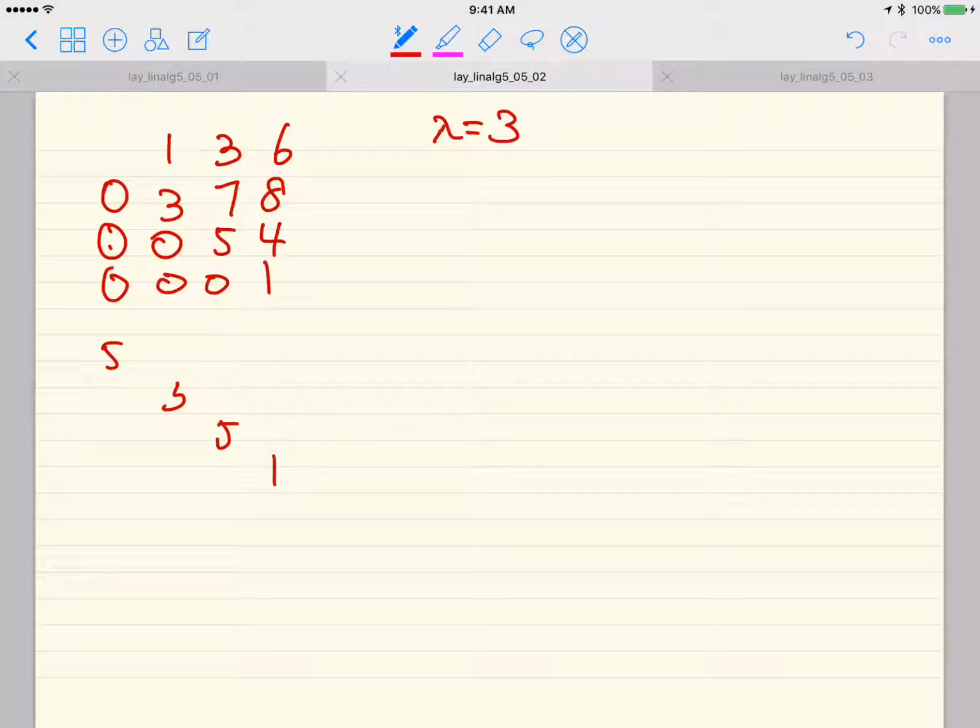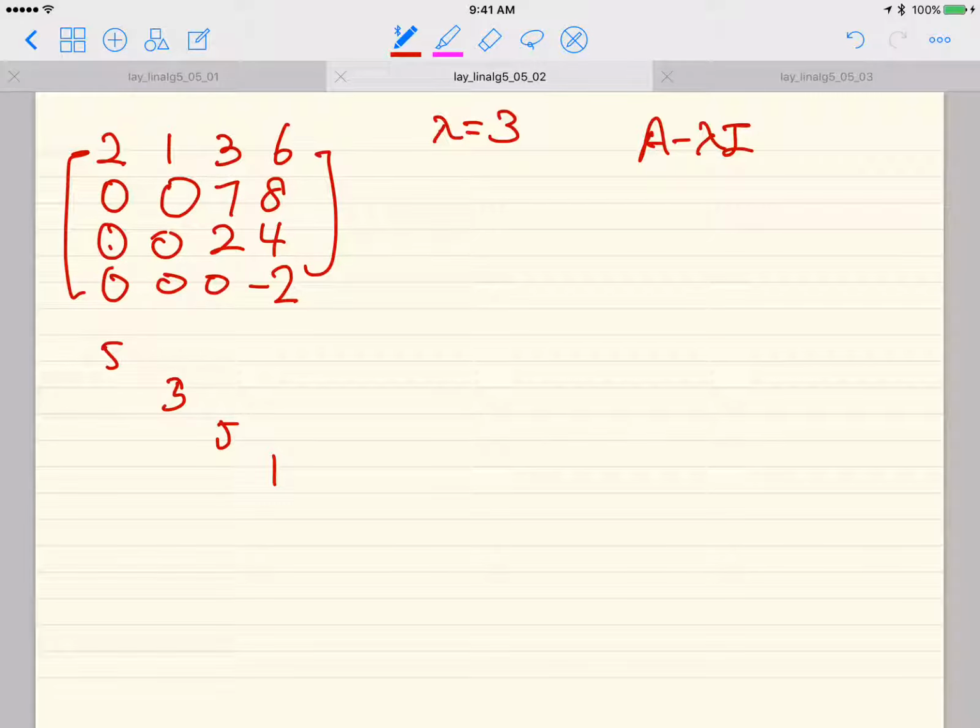And what would be A minus lambda I? It's 2 and 0 and 1. 2 minus 2, right? Okay, then this will be our new A minus lambda I, and then we have to find the solution X. So it is just the null space of this new matrix after subtracting lambda I from A, right?